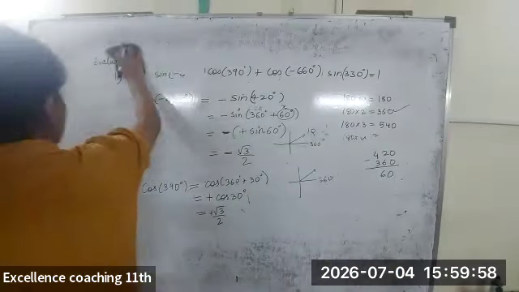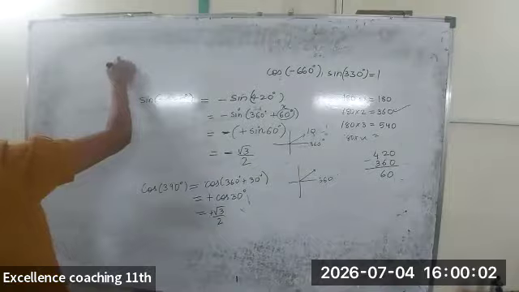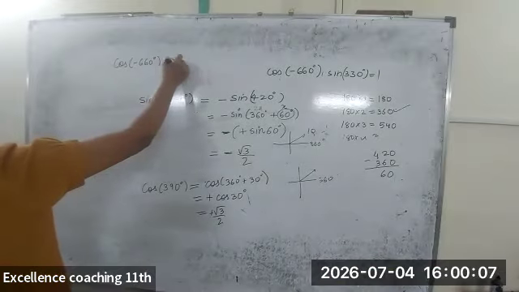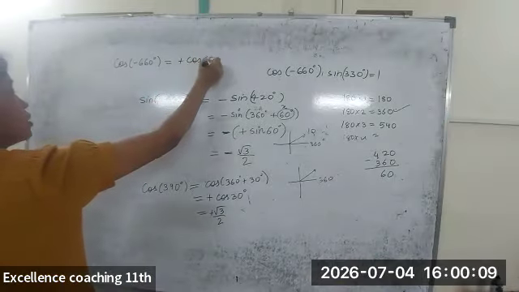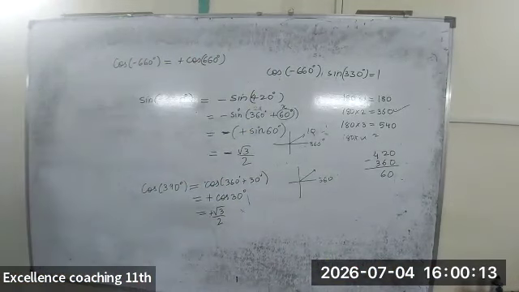Let's see if everybody is getting this. Next is cos of minus 660. So you know that first you have to deal with this. Cos is positive in the fourth quadrant.